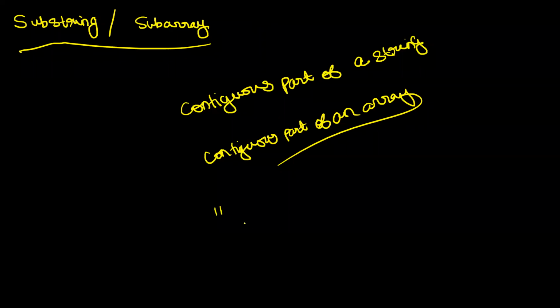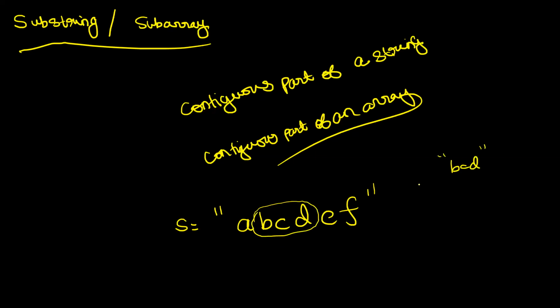Let's say that my string is A, B, C, D, E, F. This is the string that I am talking about. A substring is a continuous portion of a string. Let us call this string S. Any continuous portion of this string is a substring. So if I ask you, is BCD a valid substring of S? Yes, this is a valid substring. Why? Because BCD is a continuous portion of the bigger string. Look, B, C, D occur one after the other. So this is a substring.